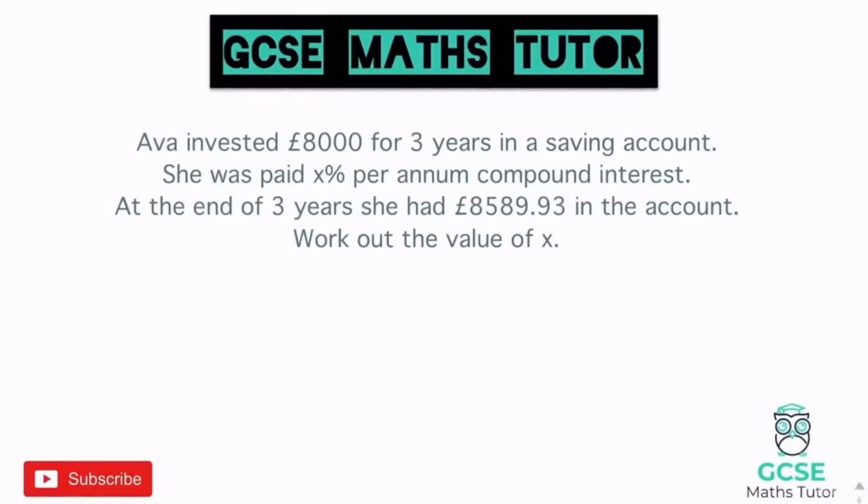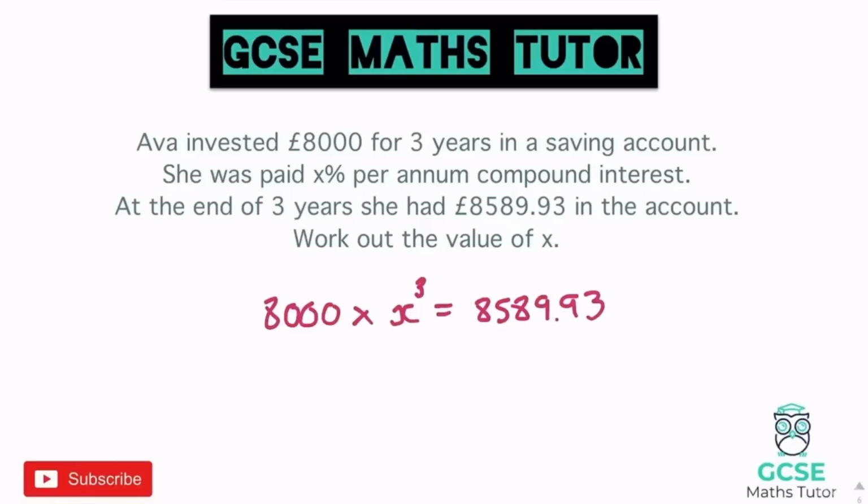Okay, so Ava invested £8,000 for 3 years in a savings account. She was paid X% per annum in compound interest, and at the end of 3 years she had £8,589 and 93p. Work out the value of X. So if we take the same approach here, trying to write down what we know, we've got £8,000. We're going to multiply that by X%, which we don't know what it is, so let's just put X in there. It's going to be to the power of 3, and it's going to give us the answer £8,589 and 93 pence.